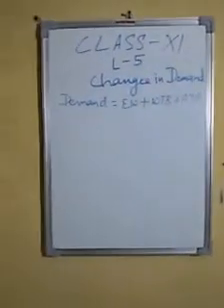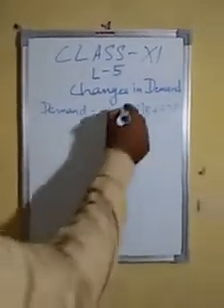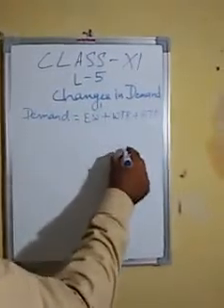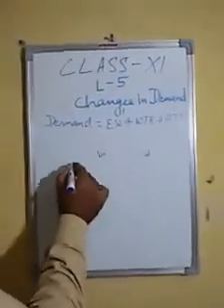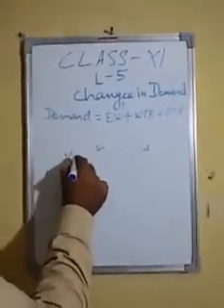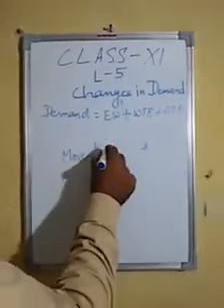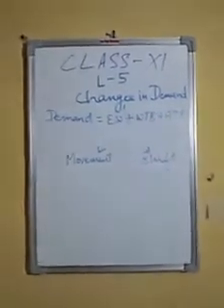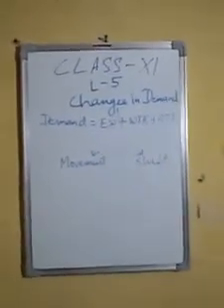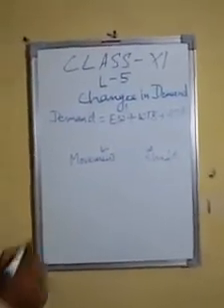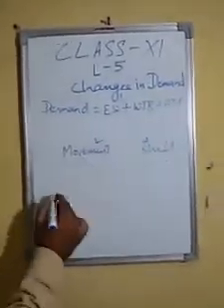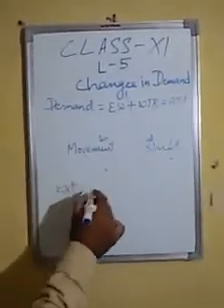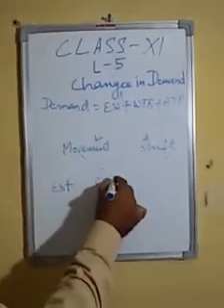Now, what are the changes that occur in demand? Basically there are two types of changes. First is movement and second is shift. If we are talking regarding changes in demand, there are two types, movement and shift. Again, movement can be divided into two parts. One is extension and the other is contraction.